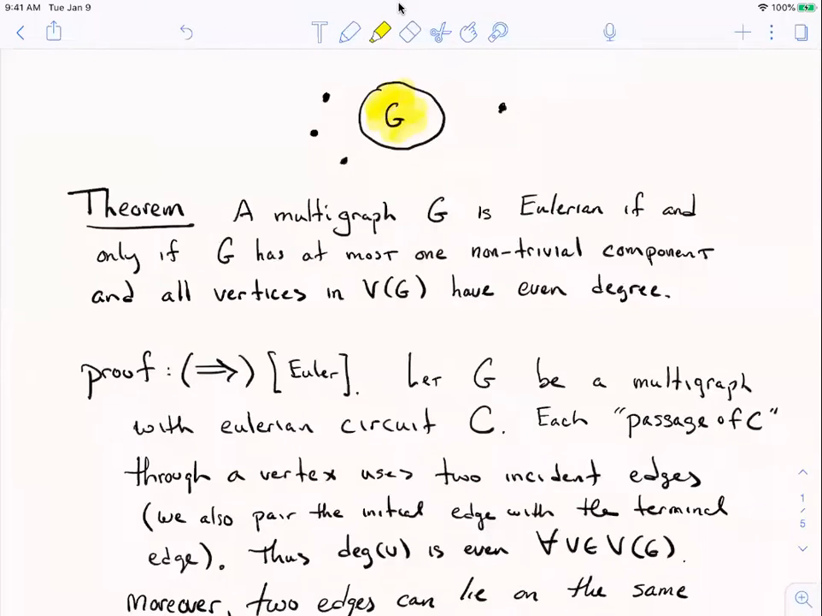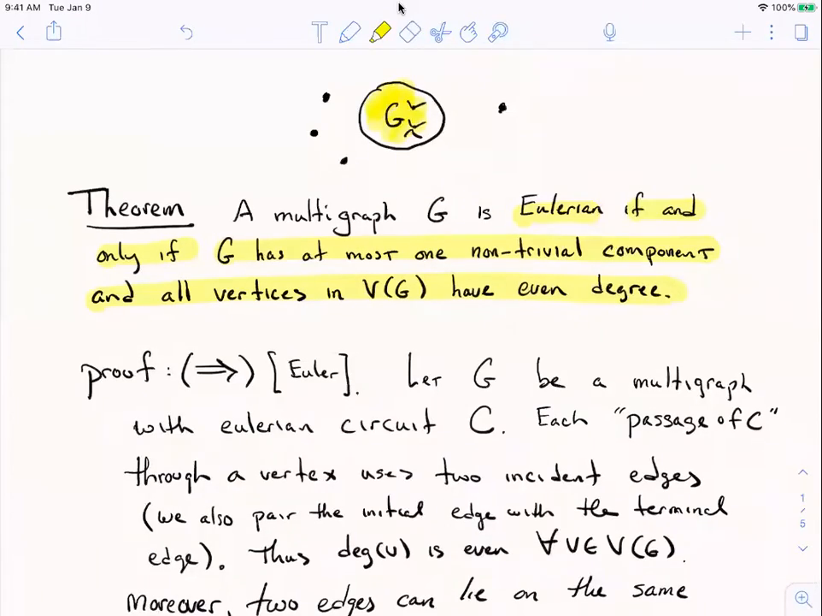The statement is that you have a multigraph G, and I'm going to try to prove to you that it has an Eulerian circuit if and only if it has at most one non-trivial component, so there's at most one component that has edges in it, and all of the vertices have even degree. So you have some graph G that looks like this, and all of the vertices in the non-trivial component have even degree. If that's true, then it's Eulerian, and if it's Eulerian, then that's true. That's what we're out to prove.